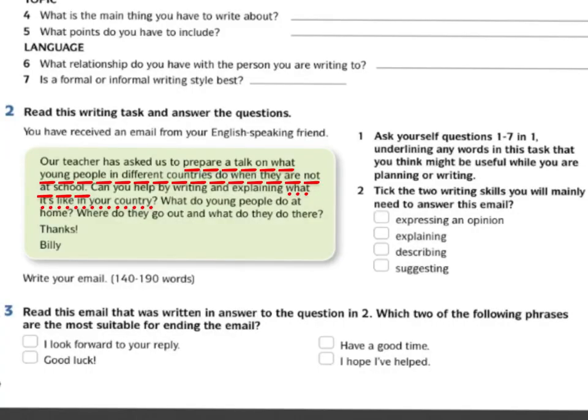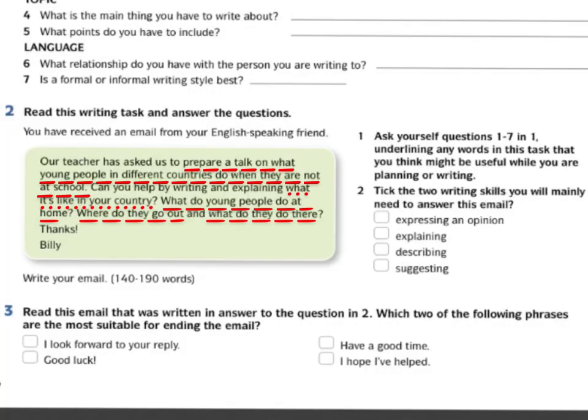What is the main thing you have to write about? What it's like in your country. What points do you have to include? What do young people do at home? Where do they go out? And what do they do there? Now, let's look at number 2.